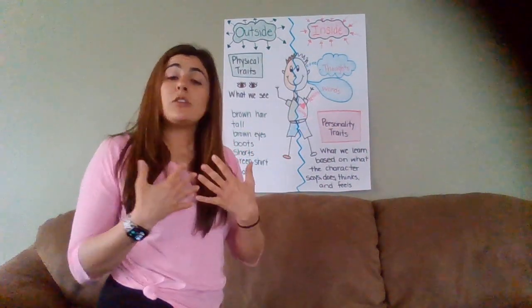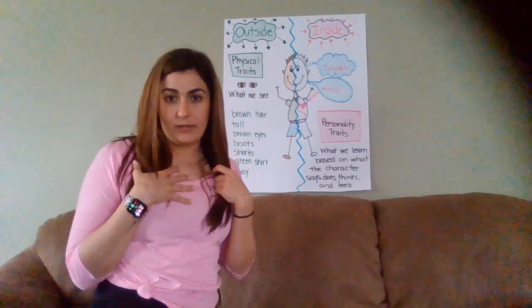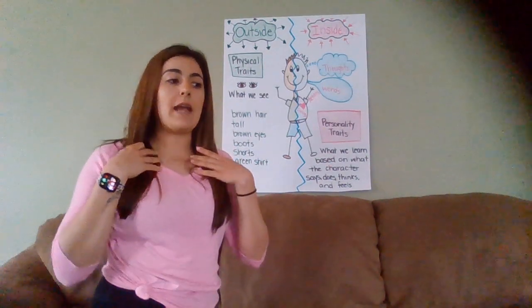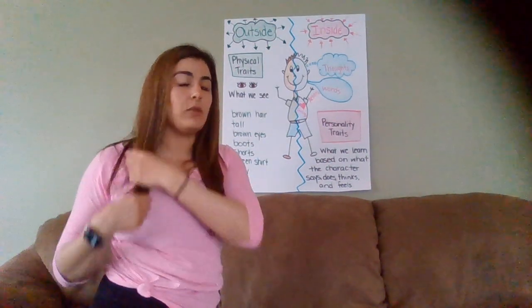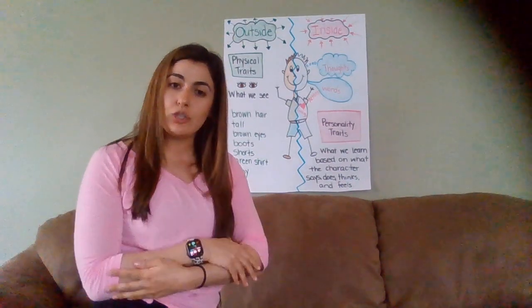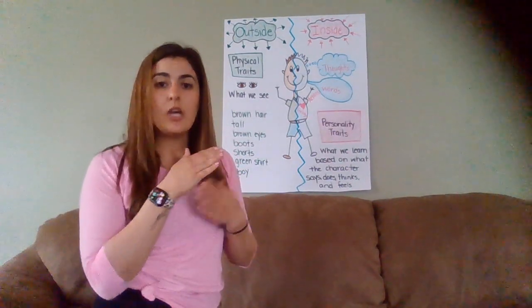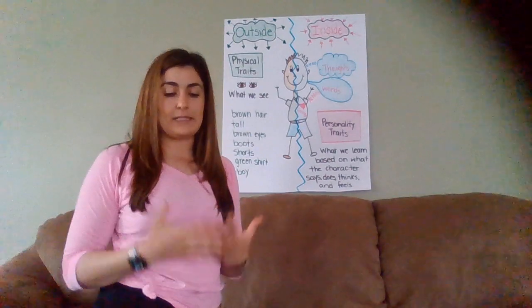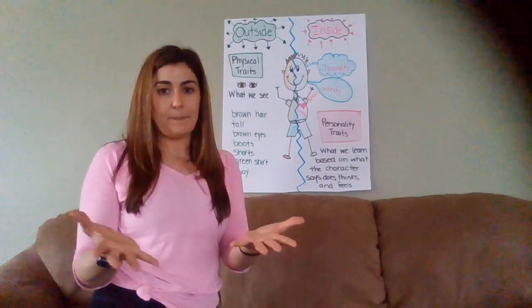So if I was talking about my external characteristics, I could say that I'm a girl, that I have long hair, I'm wearing a pink shirt, I'm wearing a watch. Those are external characteristics, things that you can see on the outside.